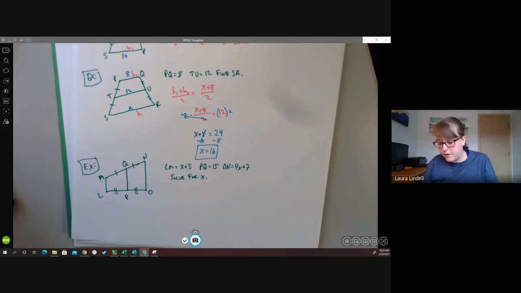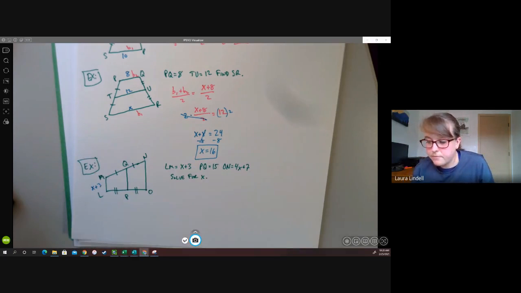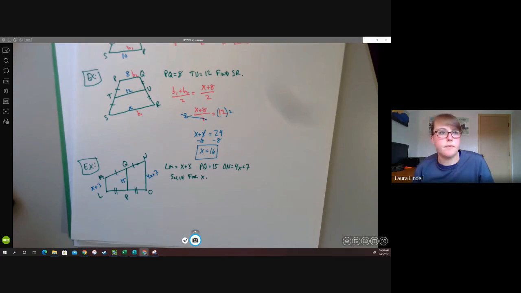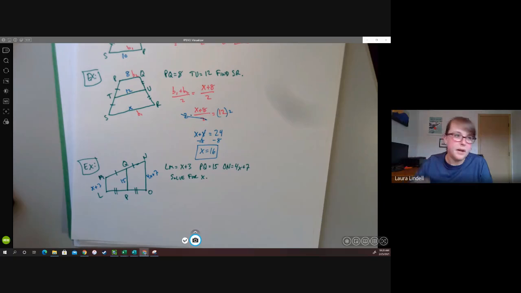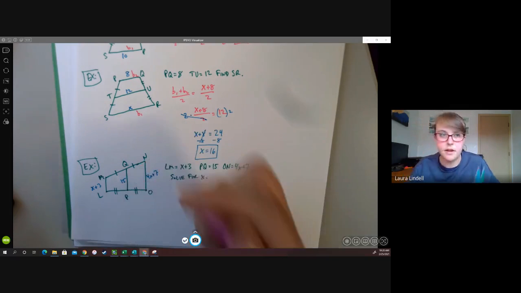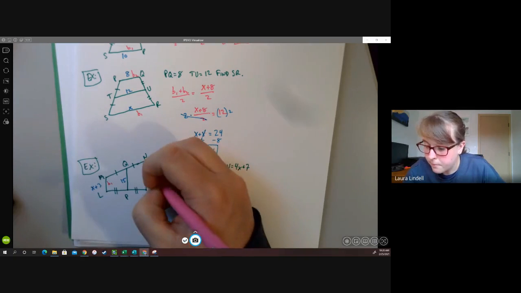So again, first thing I would do is label my picture. LM is x plus 3, so here's x plus 3. PQ is 15. ON is 4x plus 7. Okay, so here's my two bases, the top and the bottom. Keep in mind your trapezoid could look like this, where it's kind of on its side. This would be the base still though, B1, B2.